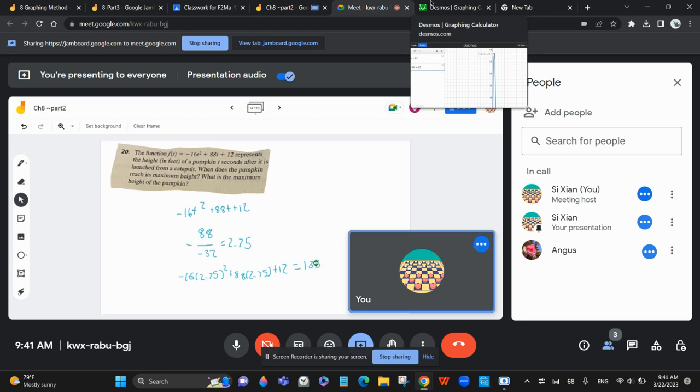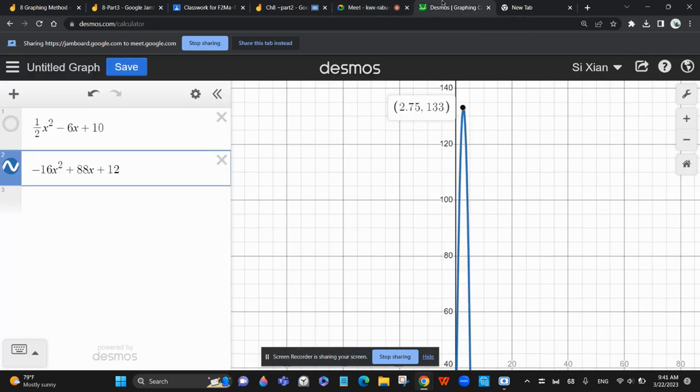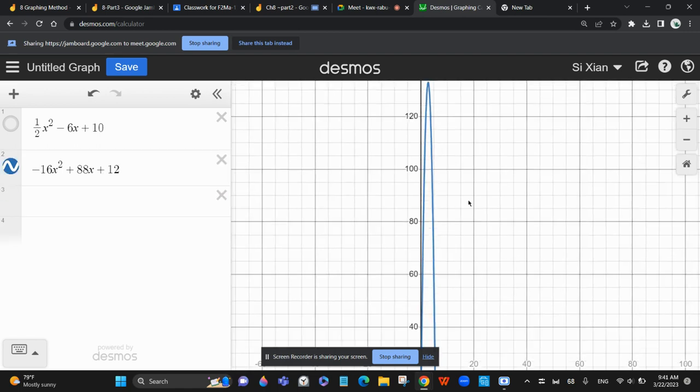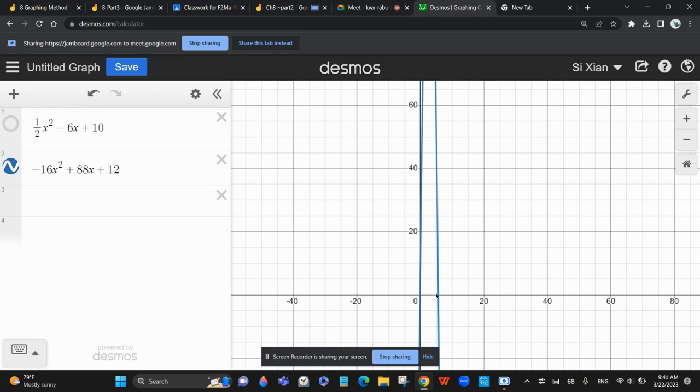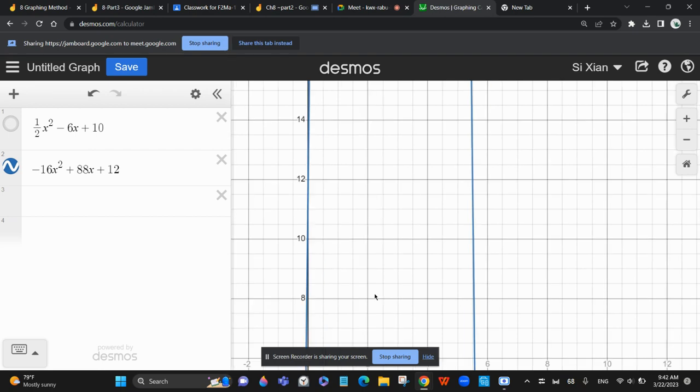Yes. So, maximum, seconds after it is launched. Yeah, correct.